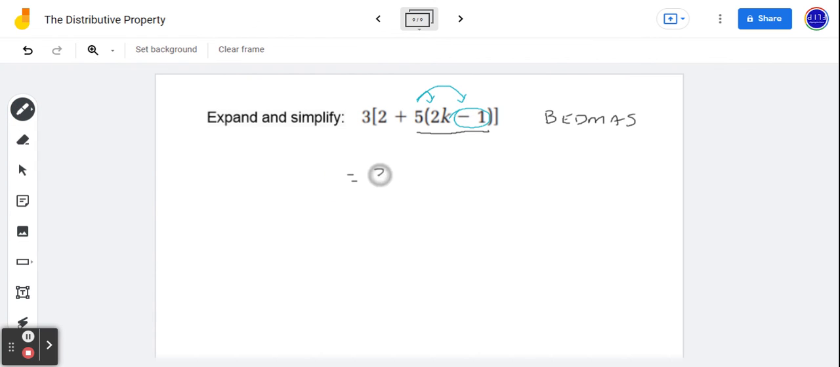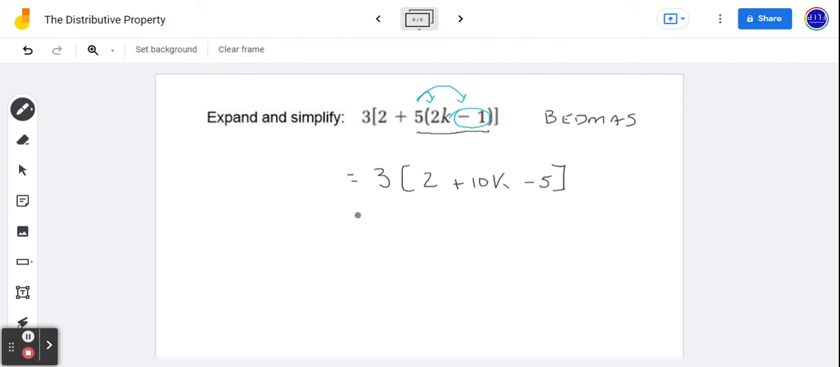So I'm going to rewrite the 3. It's going to keep that large square brace there. And then 5 multiplied by 2k, that's plus 10k, as 5 2s are 10. And then 5 multiplied by negative 1 is negative 5. So I could show that as plus negative 5 or just minus 5.